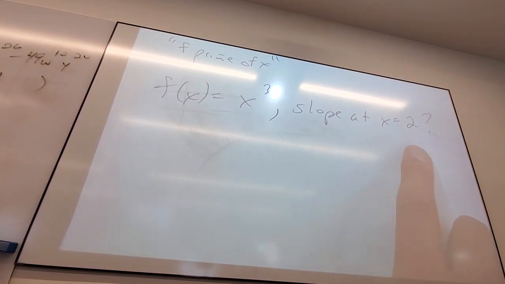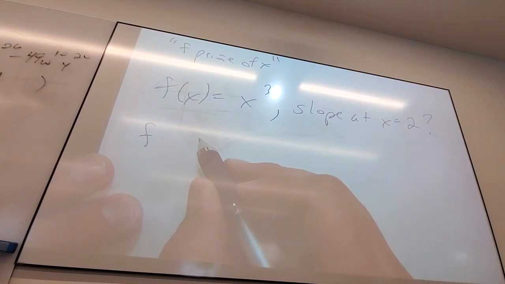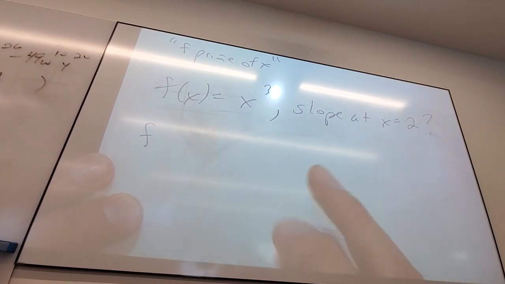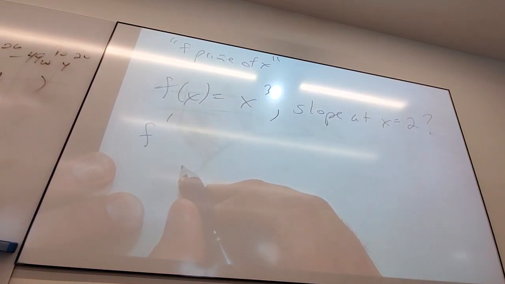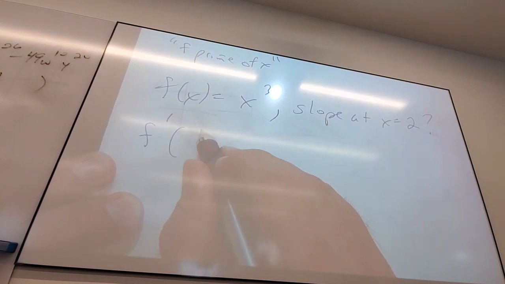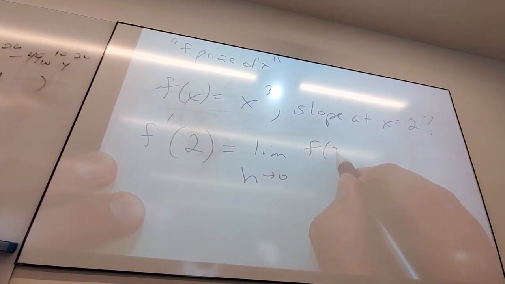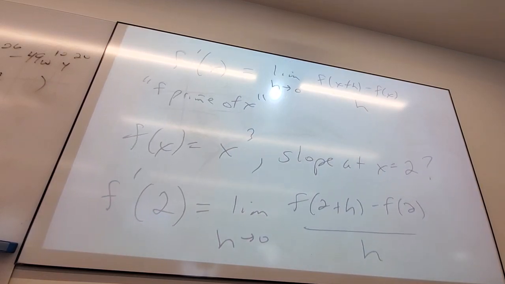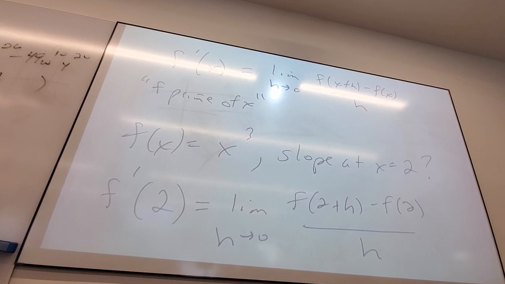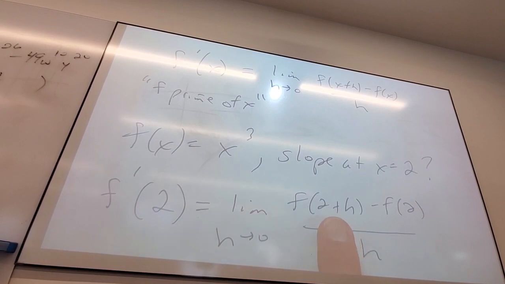So in symbols, how would I write this? What represents slope? What do I put on the f? Little prime, dude. And I want the slope at what point? 2. So that's going to equal the limit as h goes to 0 of f of 2 plus h minus f of 2, all over h. Do you see how I just plugged stuff in? Is that cool? This we know. Now I specifically want to know the slope at 2, so I'm going to plug in a 2.